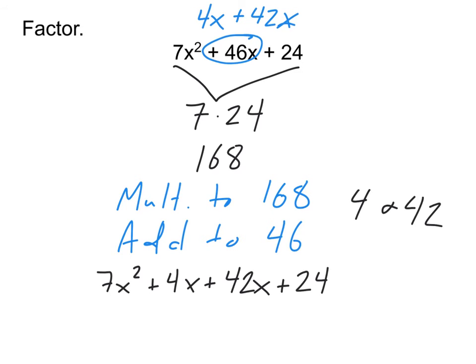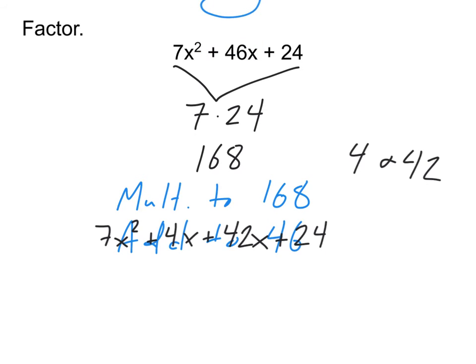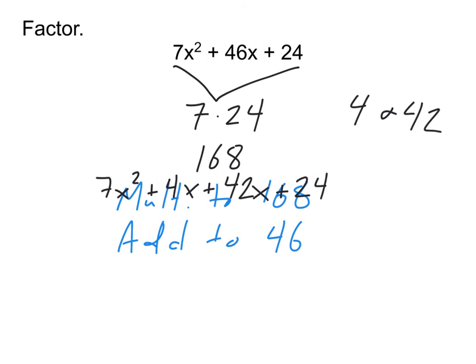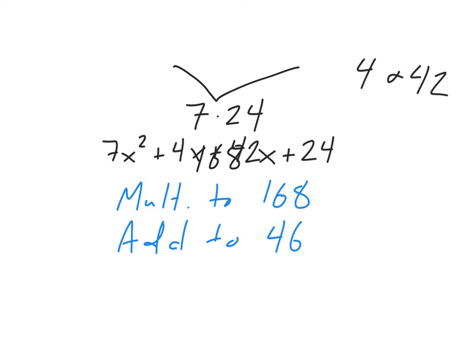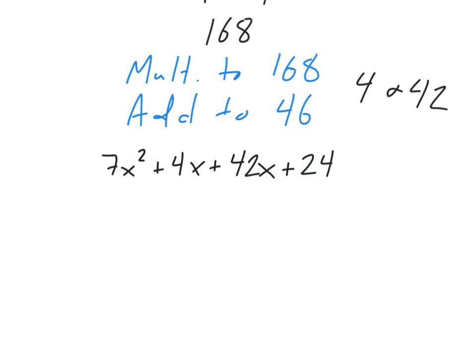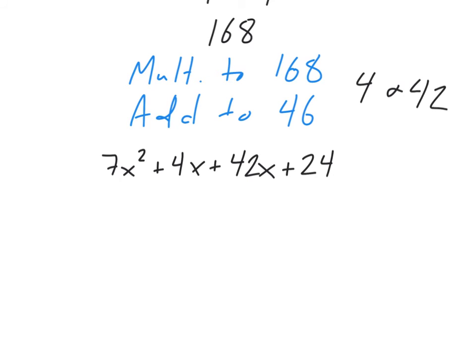What we're going to do is factor that first pair, those first two terms, factor anything you can out of that, and then factor the second two terms, factor anything you can out of that. So for the first term, on that first one, the only thing I can factor out is x. And that leaves me with 7x plus 4.